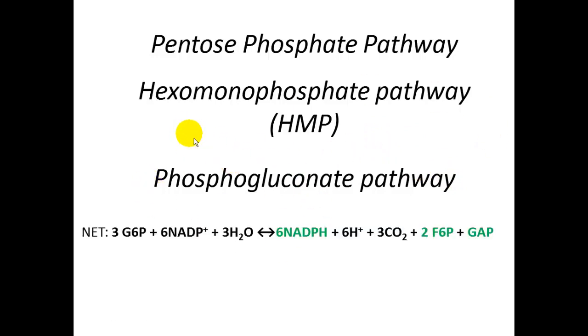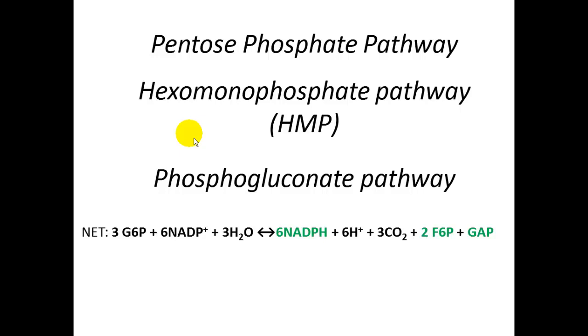And the net reaction of the pentose phosphate pathway, a very critical reaction, works hand in hand with glycolysis. For example, if glycolysis doesn't work, the pentose phosphate pathway will start to really kick in. But there are some differences between the pentose phosphate pathway and glycolysis.